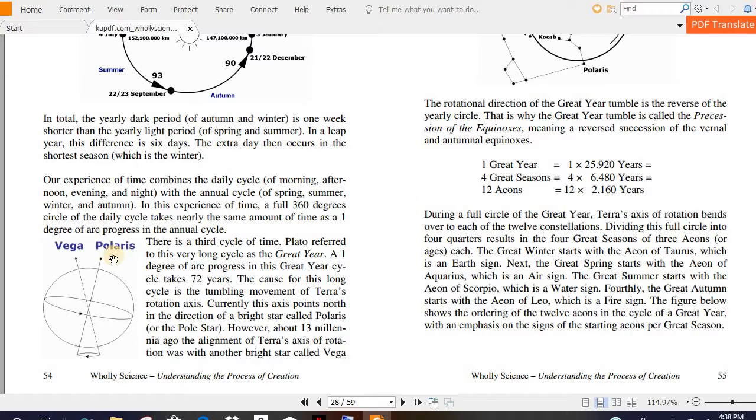There's a third cycle of time. Plato referred to this very long cycle as the great year. A 1 degree of arc progress in this great year cycle takes 72 years. The cause for this long cycle is the tumbling movement of Terra's rotation axis. Currently, this axis points north in the direction of a bright star called Polaris, our pole star.